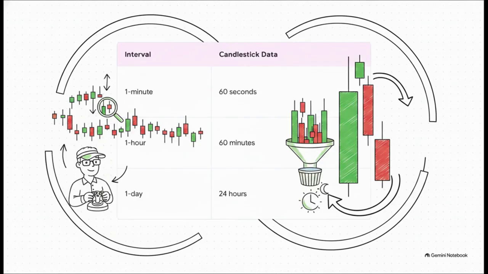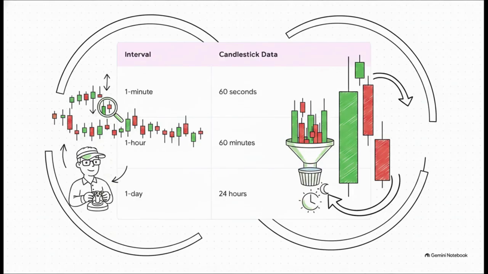Now, what's really interesting about this slide is the comparison. A 1-minute interval reveals the microscopic heartbeat of the market, which is perfect if you're a day trader looking for immediate, rapid moves. But if you switch to a 1-hour or a 1-day interval, each candle is now absorbing and condensing massive amounts of data. To put that into perspective, a single 1-day candle literally contains 1,440 1-minute candles. The time frame you choose acts as a lens, filtering out all that extra noise to align the chart with your specific trading strategy.